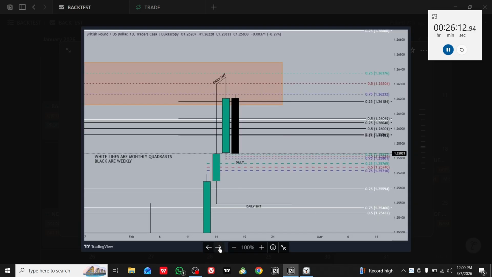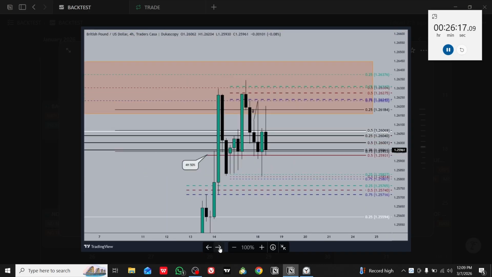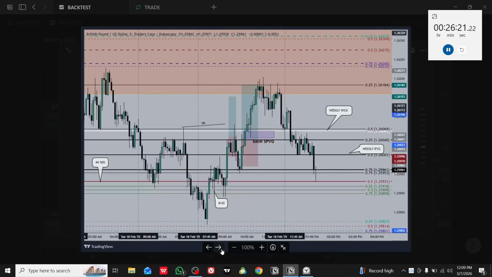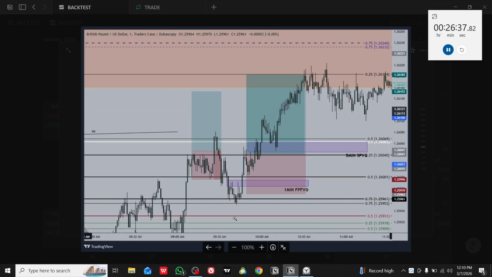See one thing. We went higher, then we went lower. We touched the upper quarter of it, then started going lower. Respected the first FVG, and then expanded. We expect downside. See the 1-minute chart.